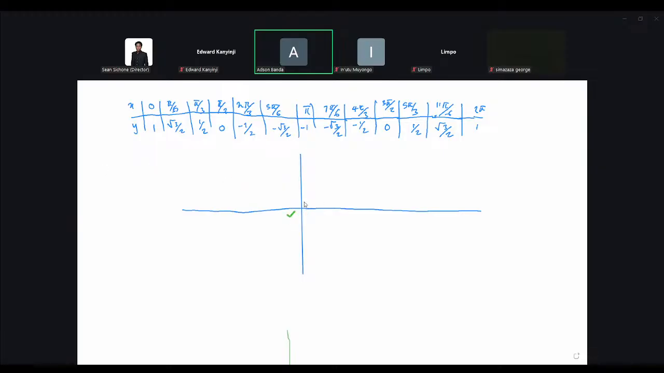So we have our origin there. Right, so the scale that I'm going to choose is the following. So I have pi by 2. The next is the pi. Then the 3 pi by 2. And then 2 pi.